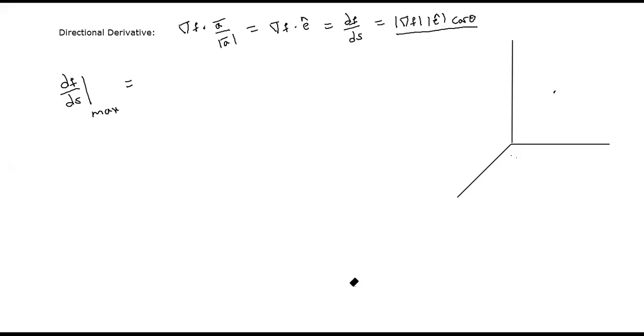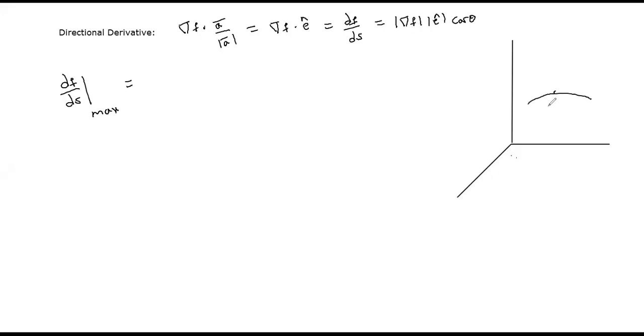When is that expression going to be maximum? When cos theta is maximum, which is 1. Cos theta equal to 1 means theta must be 0. When theta is 0, the angle between these two vectors is 0, which means these two are parallel vectors. Am I right? So the directional derivative is maximum always in the direction of del f.